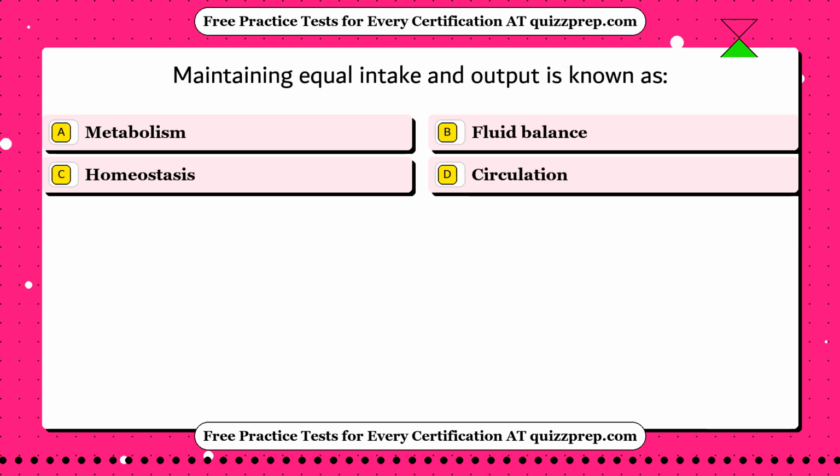Question 15. Maintaining equal intake and output is known as option A, metabolism. Option B, fluid balance. Option C, homeostasis. Option D, circulation.